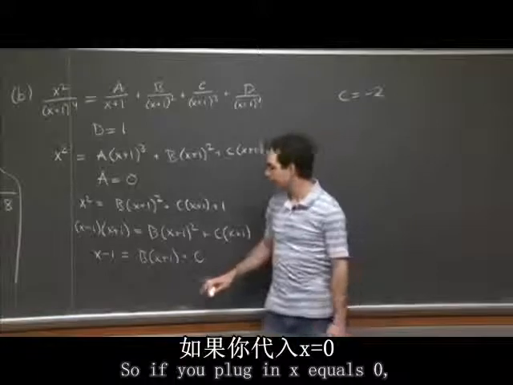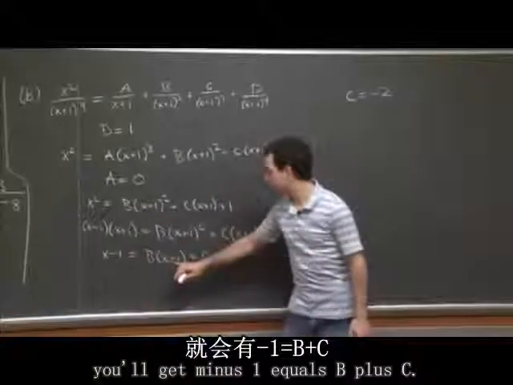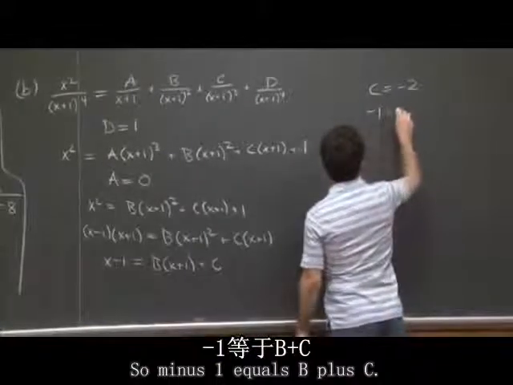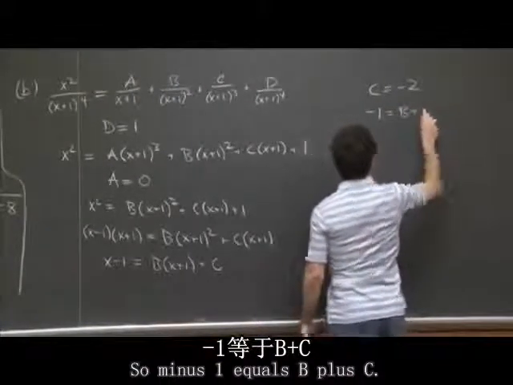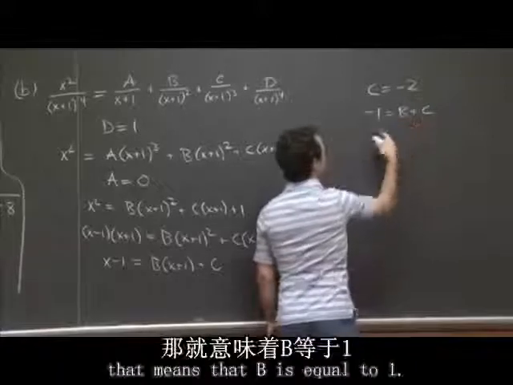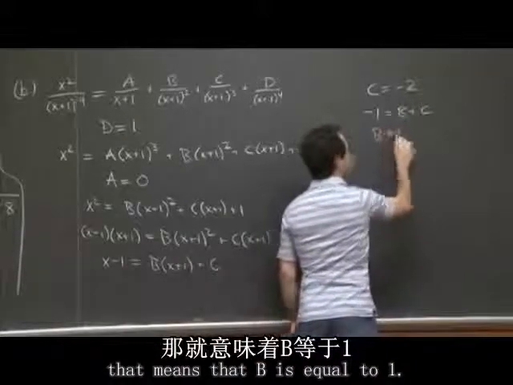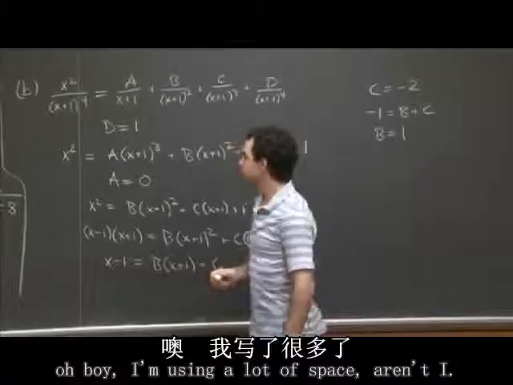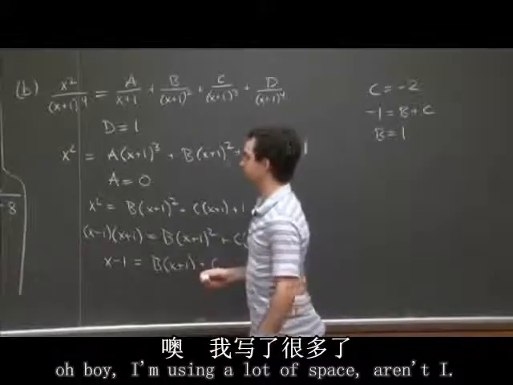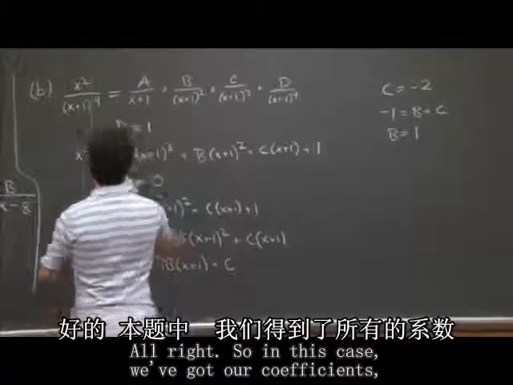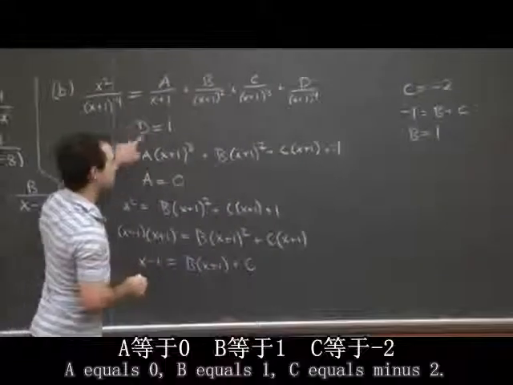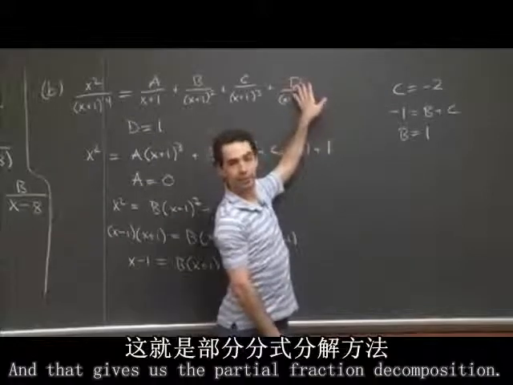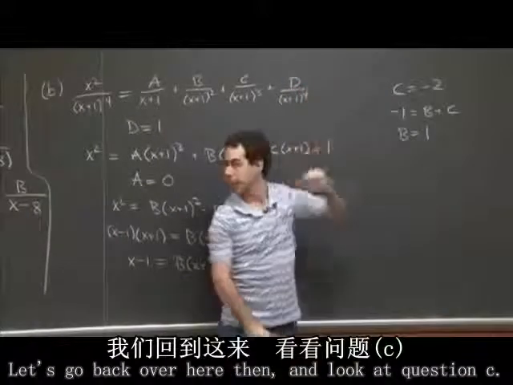So if you plug in x equals 0, you get minus 1 equals b plus c. Since we just found c, that means that b is equal to 1. So in this case, we've got our coefficients: a equals 0, d equals 1, b equals 1, c equals minus 2. And that gives us the partial fraction decomposition.